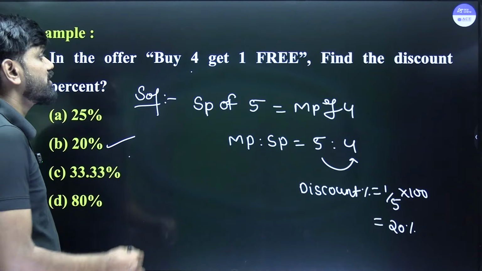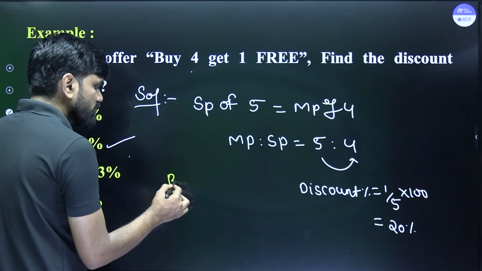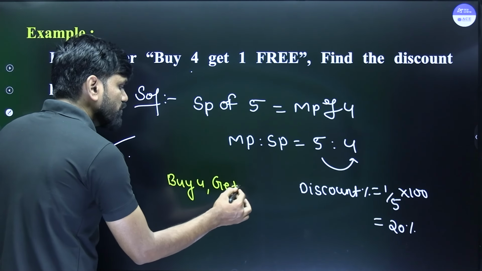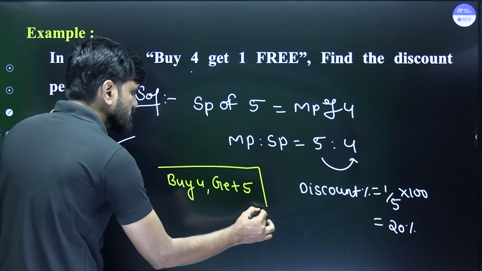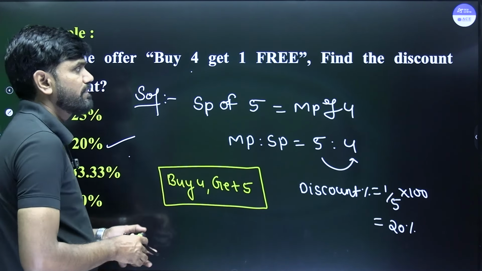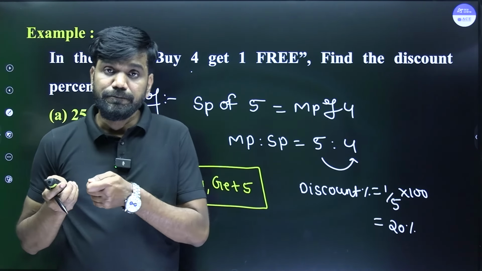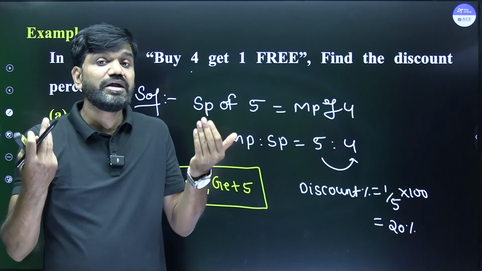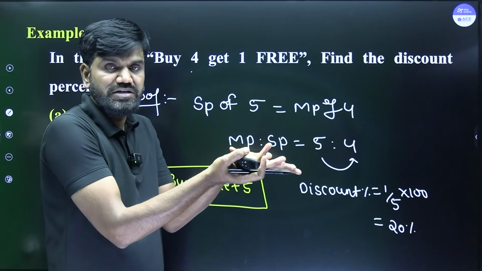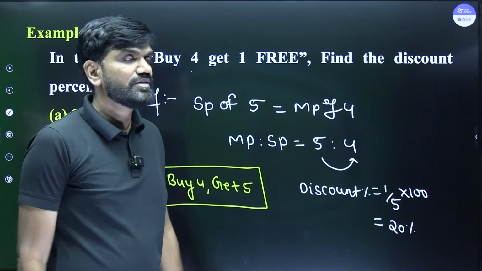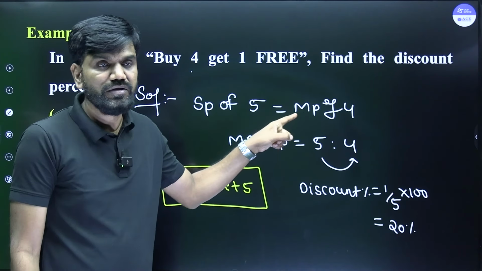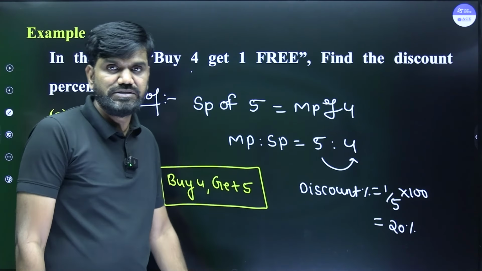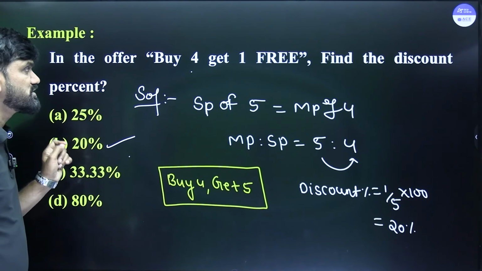One more way of giving the statement is buy 4 get 1 free. Without using the word free, they can also say buy 4 get 5. Both are same. Buy 4 get 5 is the same as buy 4 get 1 free. So buy 4 get 5 means pay the market price of 4, collect 5 articles. So from the point of view of the seller, he is selling 5 articles, receiving the money of only 4 articles. That's why selling price of 5 equals market price of 4. Establish the relation. You will get the ratio. That will give you the discount percent. As simple as that. Hence your answer has to be 20% discount over here.